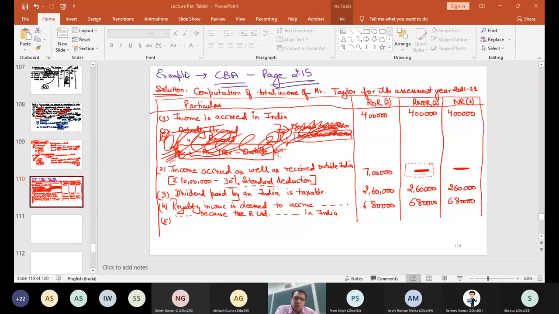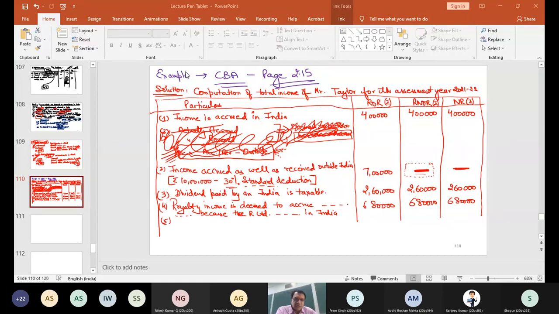Now all the four possibilities where it would have been taxed in every case are clear. So it is sure that income is received as well as accrued outside India. Please raise your hand if you got the concept that this fifth point is the income which is received as well as accrued outside India.